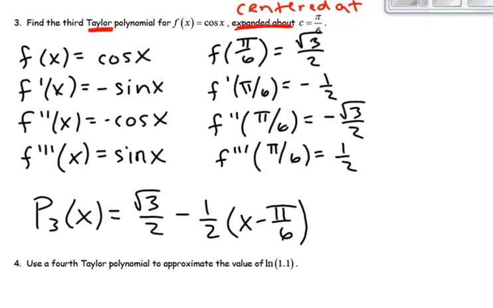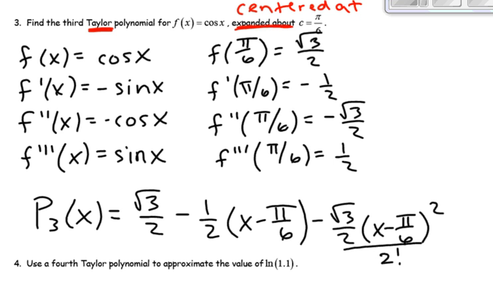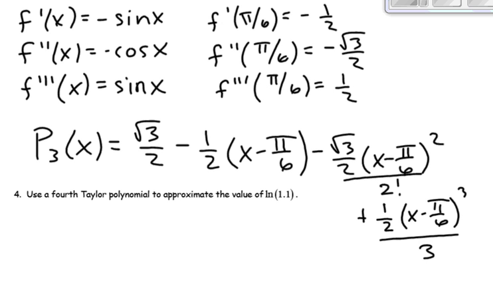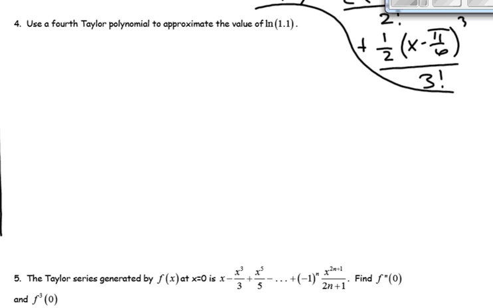Now remember, we're creating a function, so it's a function in terms of x. Then the next one is negative root 3 over 2 times x minus pi over 6 squared, because the second derivative goes with squared, and then you divide by 2 factorial. The last step is plus the third derivative times x minus pi over 6 cubed, all divided by 3 factorial. I know it's really complicated, but that is the third degree Taylor polynomial. You can simplify that if you want, but leave it for now. Actually, I'm going to stop there, and we're going to do number 4 and number 5 in class.